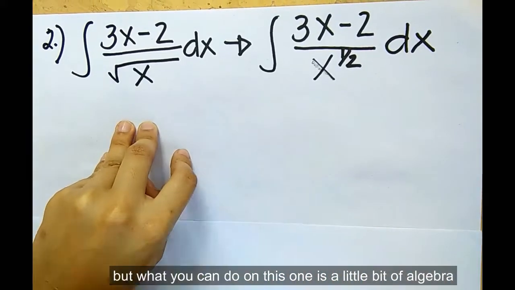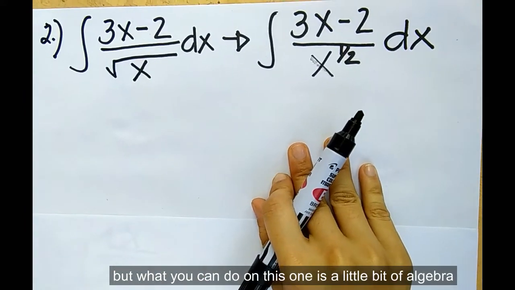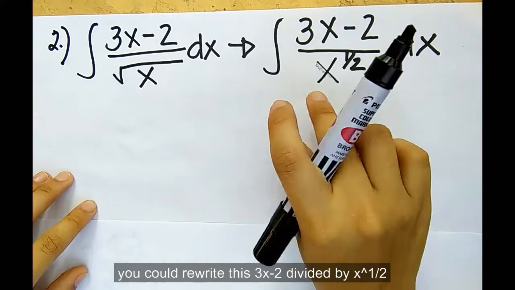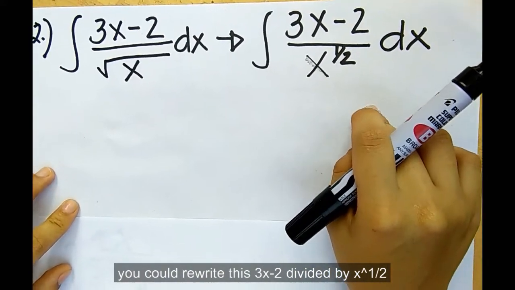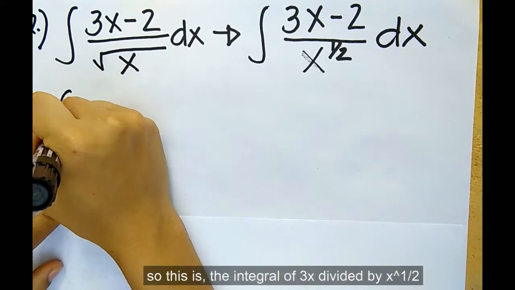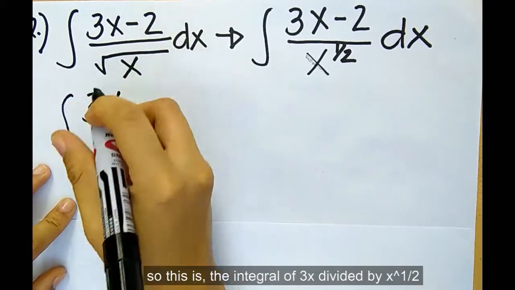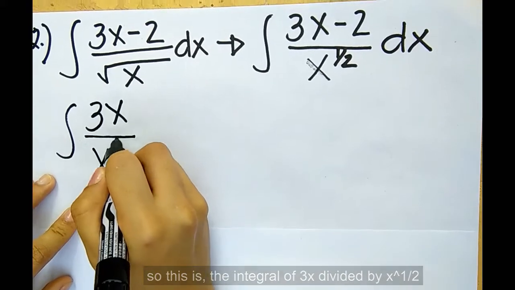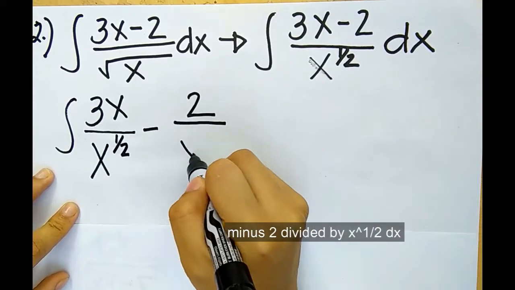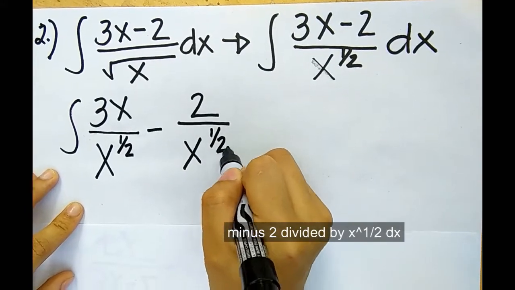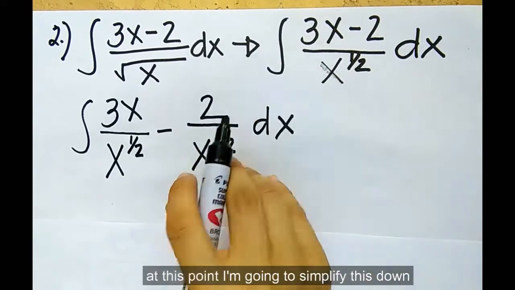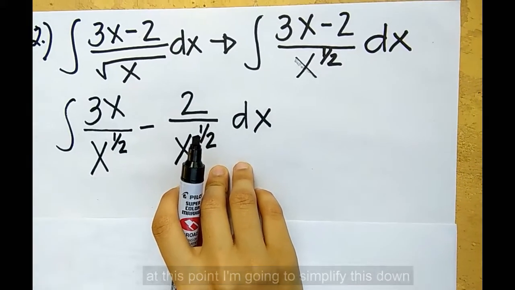But what you can do on this one is a little bit of algebra. You could rewrite this 3x minus 2 divided by x raised to 1/2. So this is the integral of 3x divided by x raised to 1/2 minus 2 divided by x raised to 1/2 dx. At this point, I'm going to simplify things down.